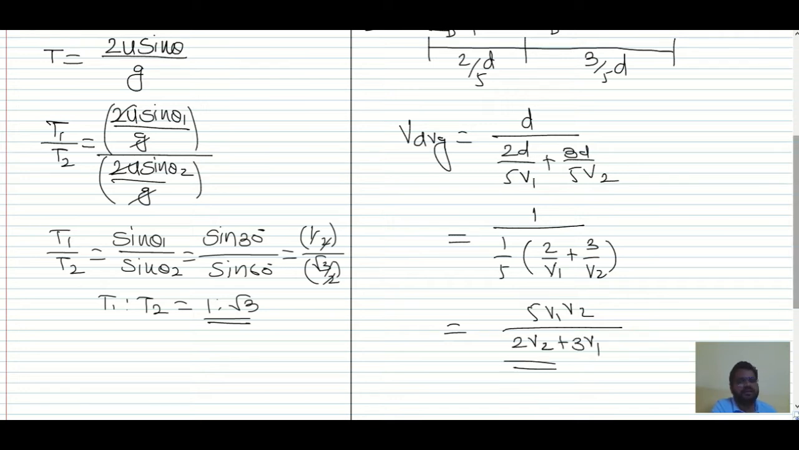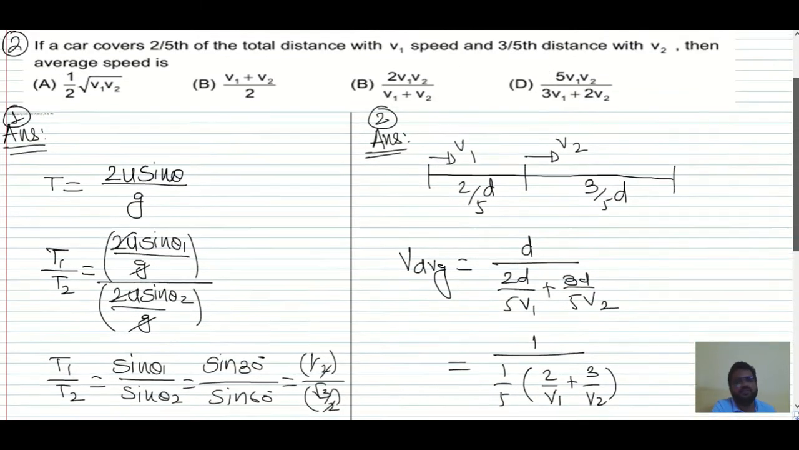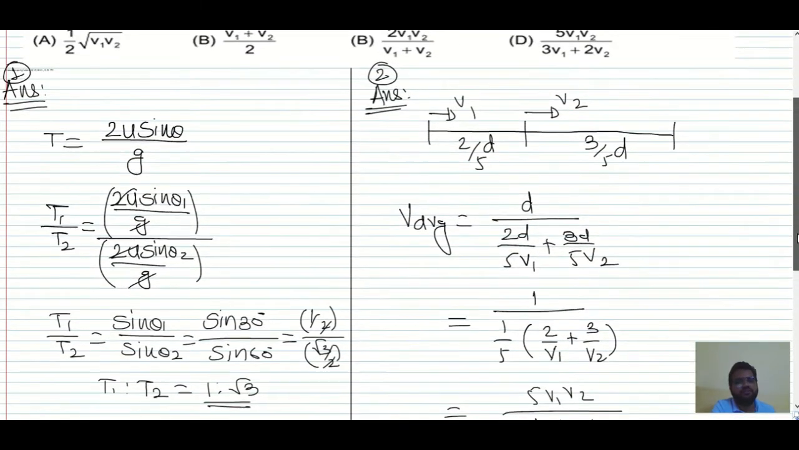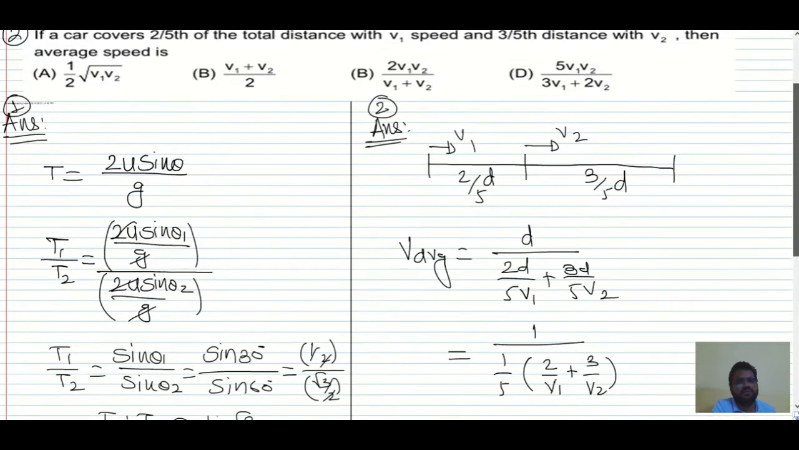And as you can see, this is given in option D, 3v1 plus 2v2. So I hope this is clear.